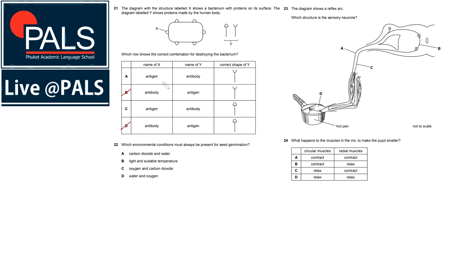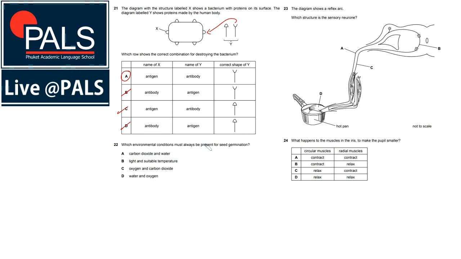Now our body produces, if it triggers an immune response, this bacterium, our lymphocytes, our B cells, will produce antibodies, which is Y, that are complementary in shape to the antigens. So they fit onto the antigens, and the structure that fits on them is this. Again, like enzymes and active sites and substrates, a complementary shape, lock and key. So therefore it must be A, antigen, antibody, and the correct shape.